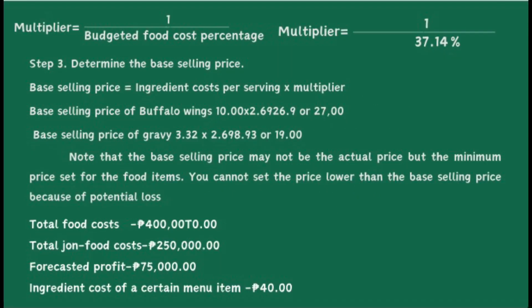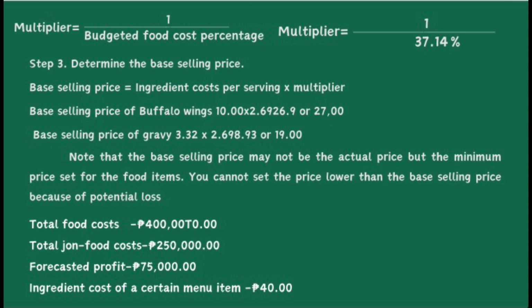For the multiplier, 1 divided by budgeted food cost percentage. So multiplier equals 1 divided by 37.14%. The answer is 2.6926. And step 3, determine the base selling price. Base selling price equals ingredient cost per serving times multiplier. Base selling price of buffalo wings equals 10 pesos times the multiplier 2.6926, or 26.93 pesos. Base selling price of gravy is 3.32 times 2.6926, or 8.94 pesos. Note that the base selling price may not be the actual price but the minimum price set for the food items. You cannot set the price lower than the base selling price because of potential loss.